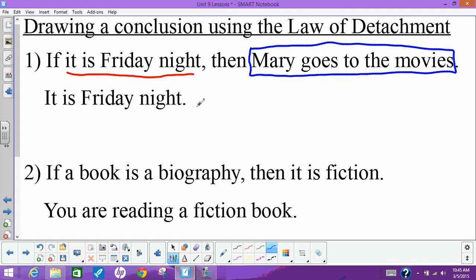And we're also told that it is Friday night. So it is Friday night is an example of our hypothesis. So we can now make a conclusion. Our conclusion would be, since it's Friday night, Mary goes to the movies. So because we had an example of the hypothesis, we know that we can make a conclusion based off of the conclusion, Mary goes to the movies.